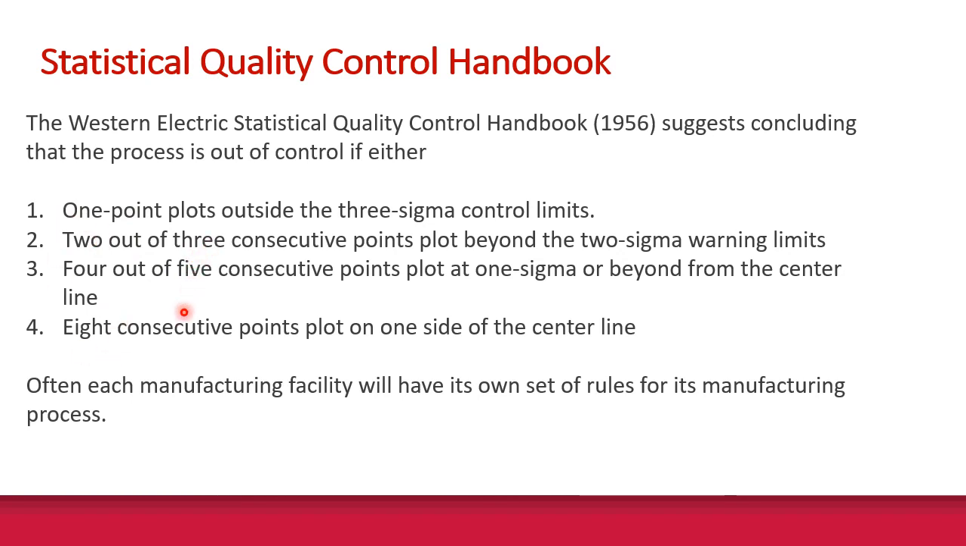Obviously, if a point plots outside of the plus or minus 3 sigma, then that's obviously out of control. But there may be other cases where you want to take a look and see if you can tighten things up a little bit. Okay, so let's move on here.